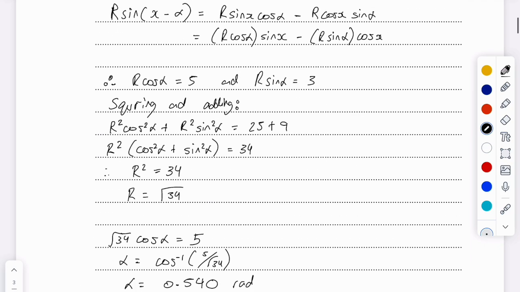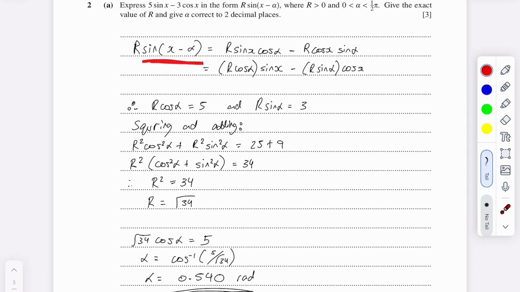Okay, so just a quick recap of that one. We just expanded this, knowing our compound angle formulas. And then we did a little trick where we squared and added, which gave us r squared cos squared alpha plus r squared sine squared alpha. That's 25 plus 9. You get r is equal to root 34. And you plug that value of r in somewhere, such as here, you get root 34 cos alpha is equal to 5, which allows you to get 0.540 radians.